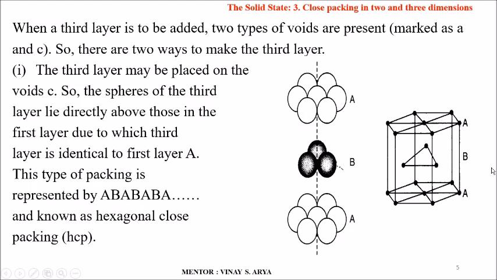Now when the third layer is added, 2 types of voids are present, which are marked as A and C. So there are 2 ways to make the third layer. The first one is that the third layer may be placed on the void C, so that the spheres of the third layer lie directly above those in the first layer. Due to this, the third layer is identical to the first layer A. So this type of packing has similarity, that is, the first layer is similar to the third layer and the second layer is different.